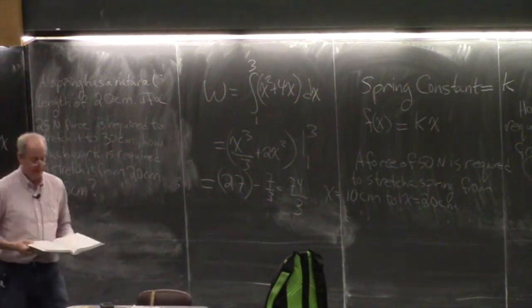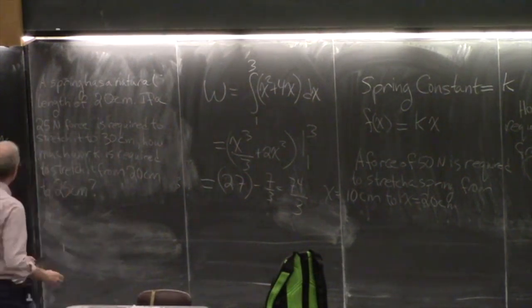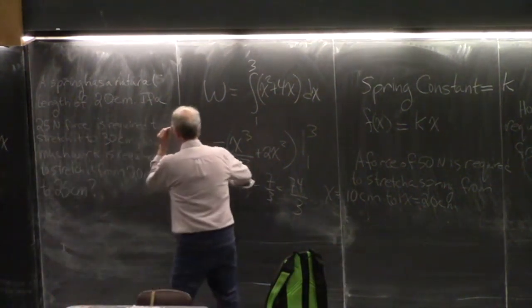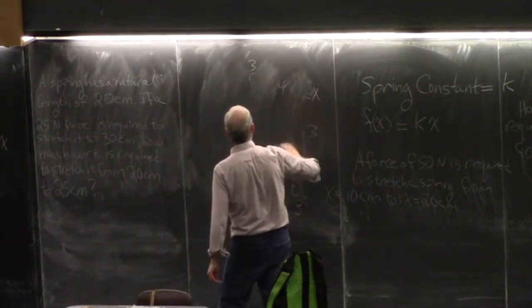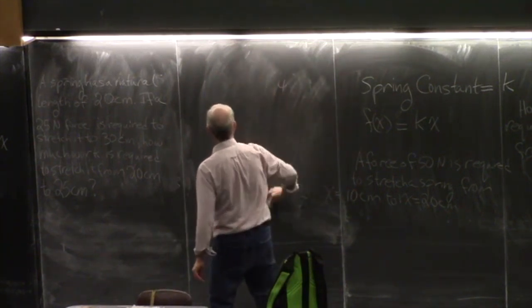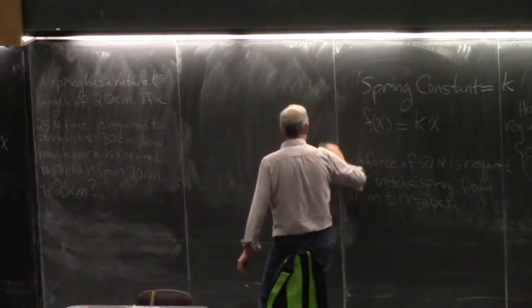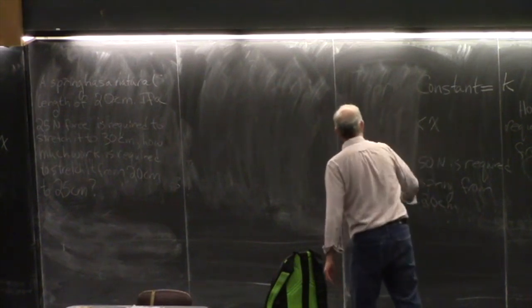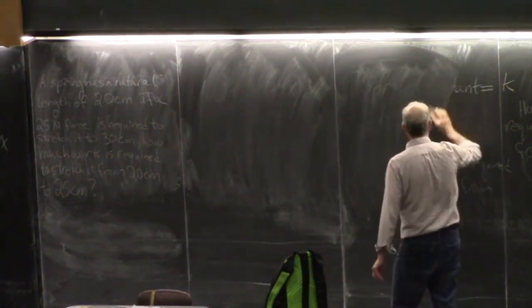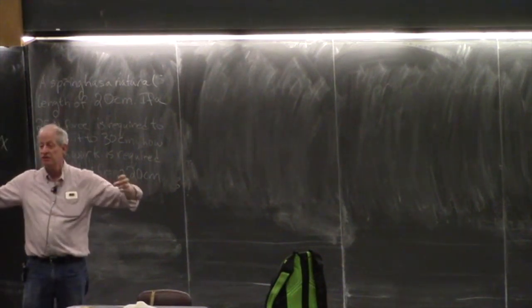Okay. The spring has a natural length of 20 centimeters. A 25 newton force is required to stretch the spring to 30 centimeters. How much work is required to stretch it from 20 to 25 centimeters? Let's see if you guys can do this. So remember, there's two parts to a spring problem. First, you have to figure out the spring constant, unless we're nice enough to give you the spring constant. And then you have to figure out how much work it takes to stretch this thing.